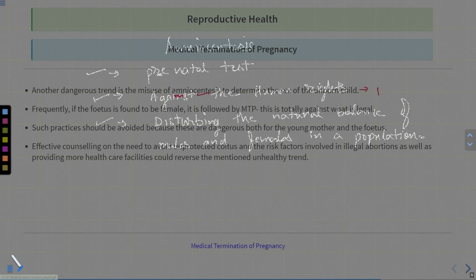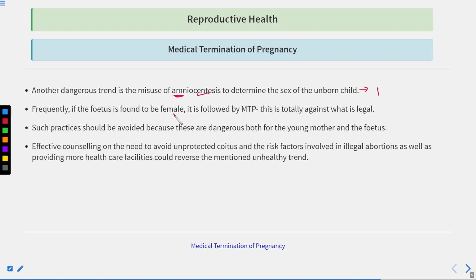Now, let's move on. Frequently, if the fetus is found to be female, it is followed by MTP, and this is totally against what is legal. Okay, so this is illegal, this is against the human rights, and it is disturbing the natural balance. Now, such practices should be avoided because they are dangerous both for the young mother as well as the fetus. So these abortions should be avoided because this can be dangerous. These are performed by unprofessional people. So this can be dangerous for both the young mother and the fetus.